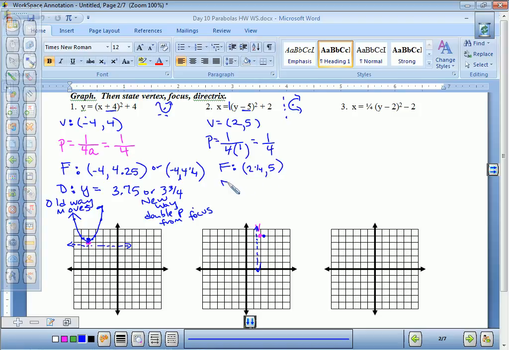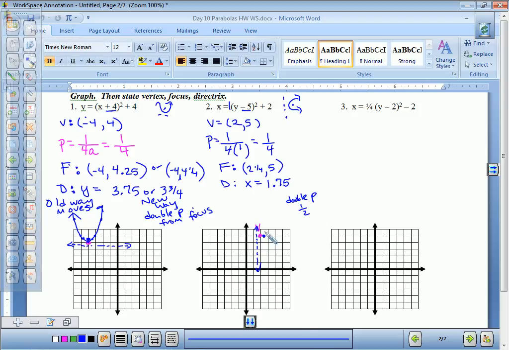Okay? The directrix back a fourth. If this is x equals, this is x equals. And back a fourth would be 1.75 or 1 3/4. Same difference. Any equivalent statement there. Now, to graph this one, if I do the new way of doubling P, it gives me 1/2.